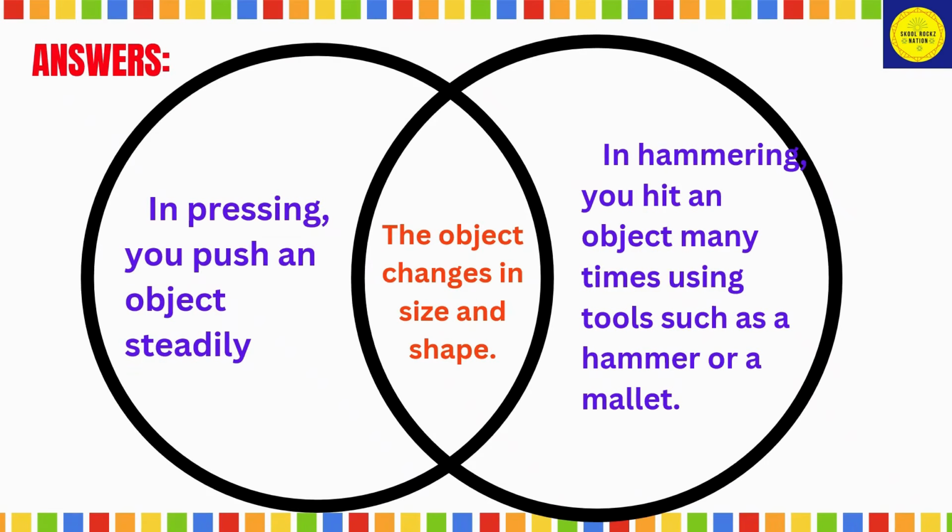Here are the answers. On the left side, in pressing, you push an object steadily. On the right side, the answer is, in hammering, you hit an object many times using tools such as a hammer or a mallet. And here is the answer for the middle. The object changes in size and shape.